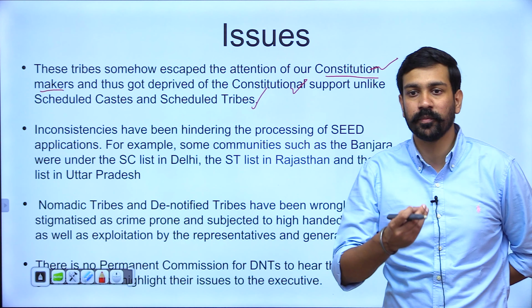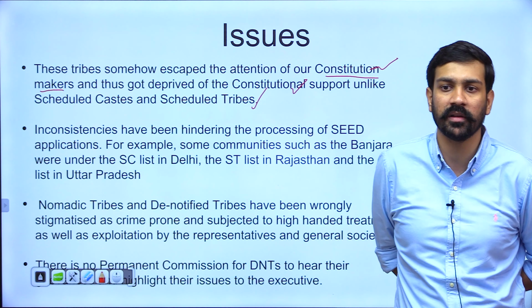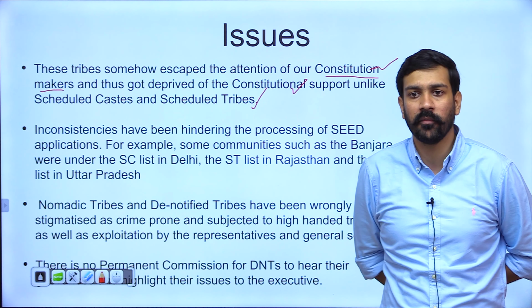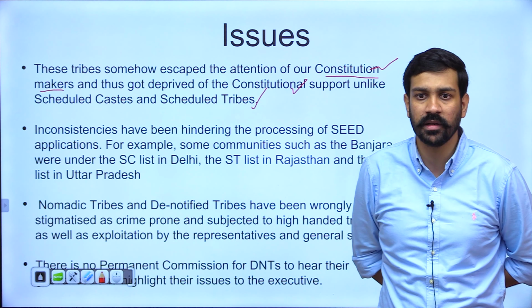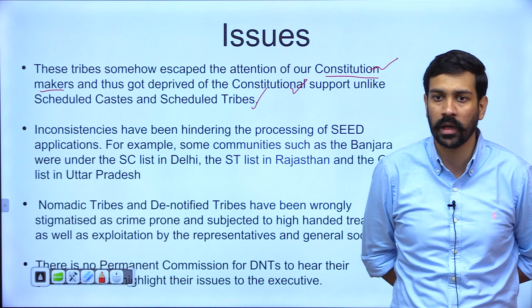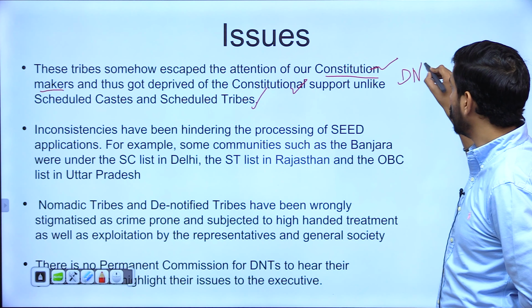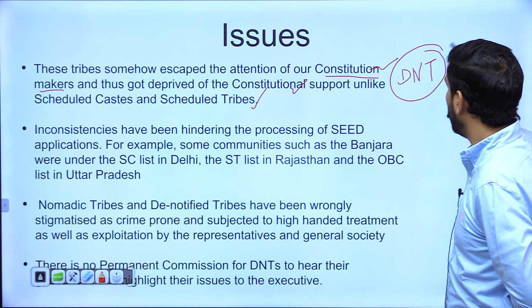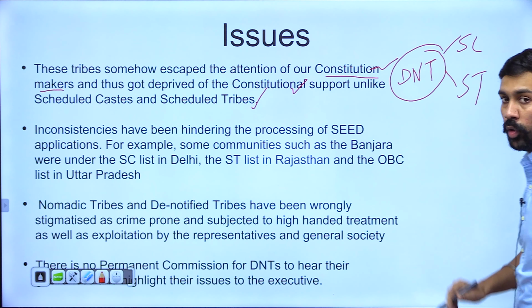We know that we have specific benefits or specific protection with respect to scheduled castes and scheduled tribes, like Schedule 5 is there, Schedule 6 is there, and affirmative action is there for the scheduled tribes and scheduled castes. But these tribes, DNTs, do not come in the categories of either SCs or STs. So they do not get the benefits that are provided by the constitution for economic and social empowerment. This is the first issue.